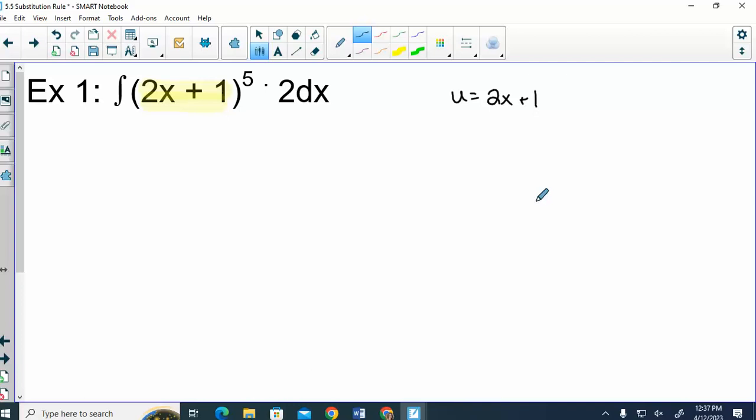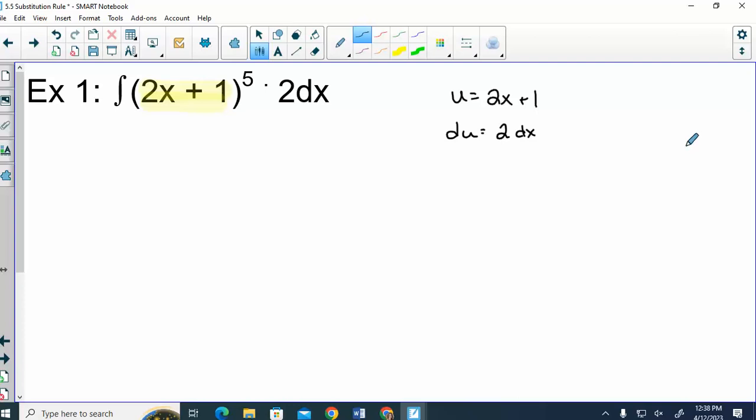Now, I want to be able to take my original problem and write it without any x's whatsoever. So this would replace the 2x plus 1, but I still have a dx on the end. So what we're going to do now is the derivative. So the derivative of u would be du. What's the derivative of 2x plus 1? 2. And I'm going to put the dx over here. This is kind of like the implicit differentiation we did back before. Instead of writing it as du dx, we're just moving that dx over to the other side.